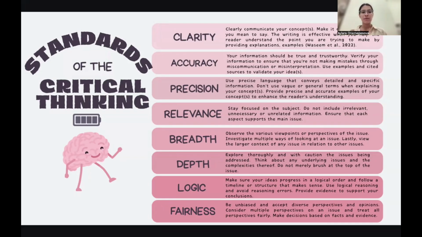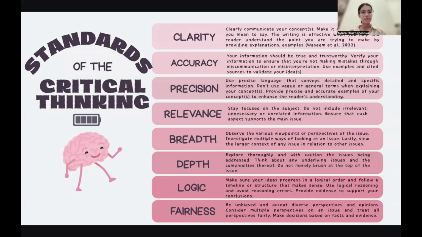Second is accuracy. Your information should be true and trustworthy. You must verify your information to make sure you are not making mistakes through miscommunication or misinterpretation, and you should use examples and cited sources to validate your ideas. Third is precision. This means using precise language that conveys detailed and specific information. You shouldn't use vague or general terms when explaining your concepts, and you should provide precise and accurate details to enhance understanding.